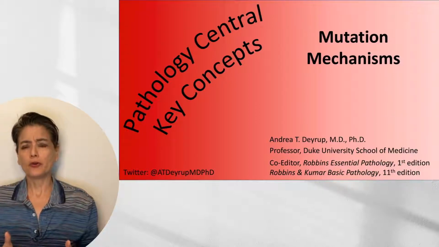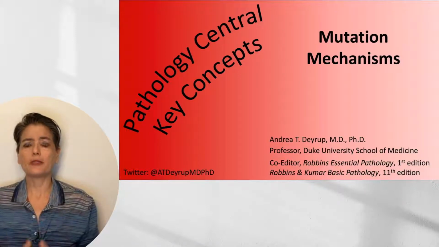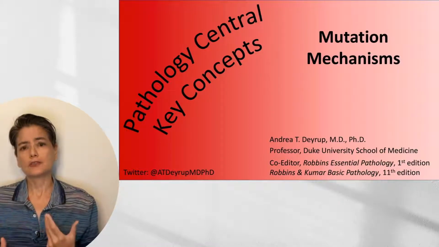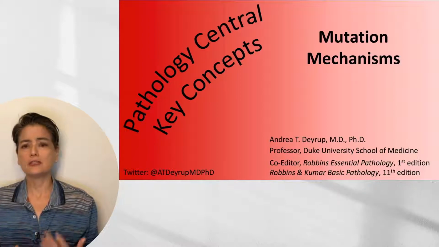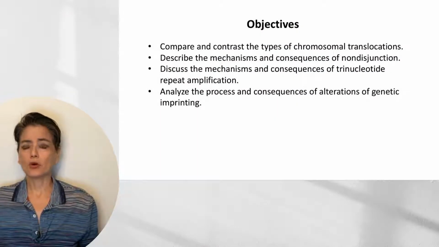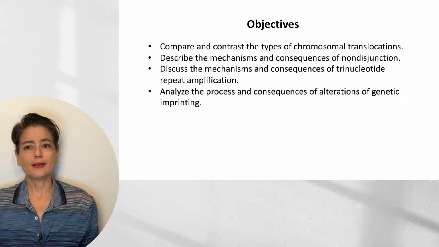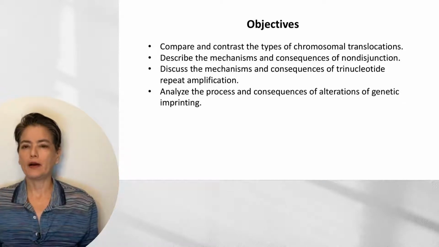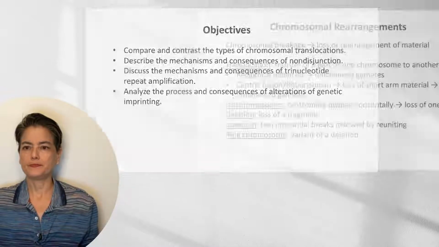But I think it's useful, instead of focusing on all the different diseases, to have a video where we just talk about the mutation mechanisms, so you can have a solid foundation in this, because you'll see these again and again as you work your way through Robbins. So with that in mind, I'm going to discuss chromosomal translocations, non-disjunction, trinucleotide repeat amplification, and genetic imprinting, with a quick flyby of mitochondrial mutations.